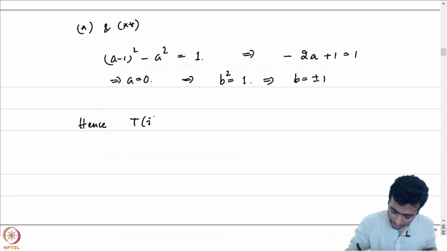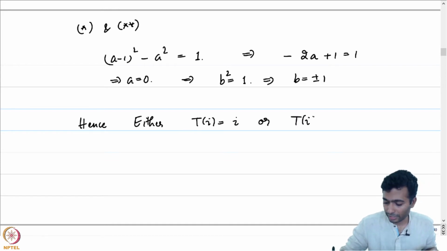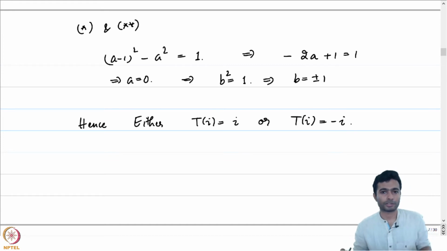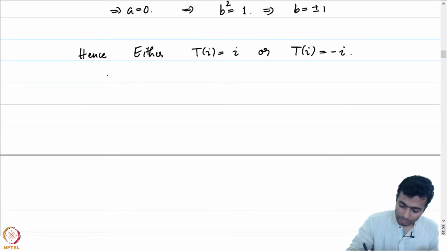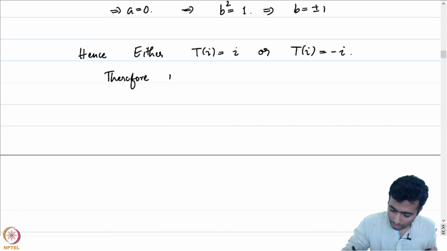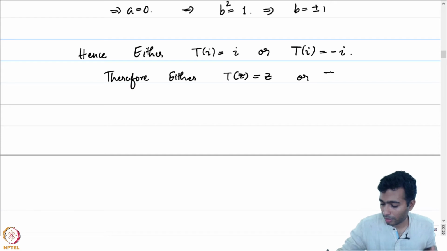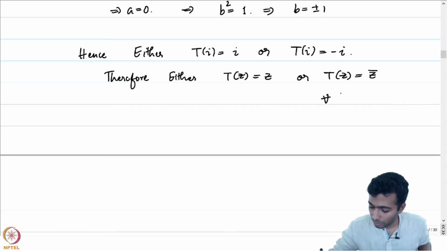Hence, either T of i is equal to i or T of i is equal to minus i. So there are only two possible options for how T will behave. Therefore, check that T of a plus bi is either a plus bi or a minus bi. So either T of z is equal to z, or T of z is equal to the conjugate, the reflection along the real line, for all z in the complex plane.